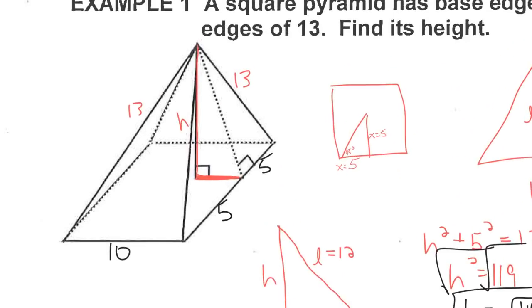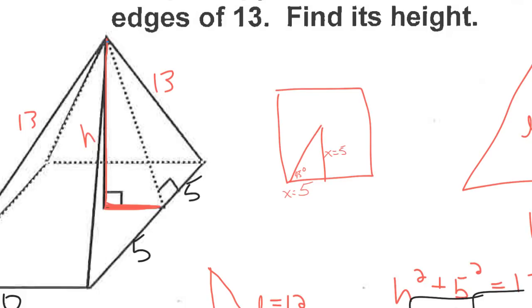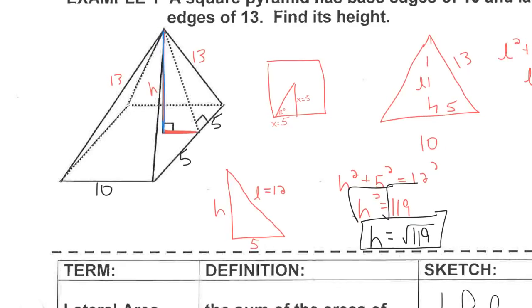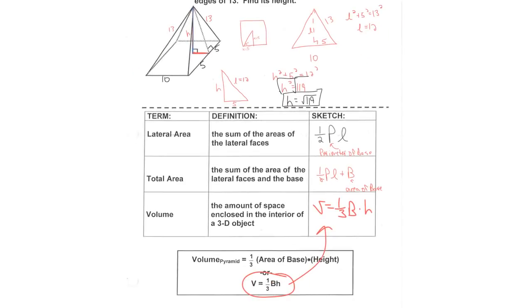So I'm going to go up here to this one. Remember the H in this one was from that vertex to the center of the base. So remember, don't get that mixed up with a height of a triangle or the slant height, okay? So we're going to look at 2 of these. They're not that bad. Go ahead and get started.